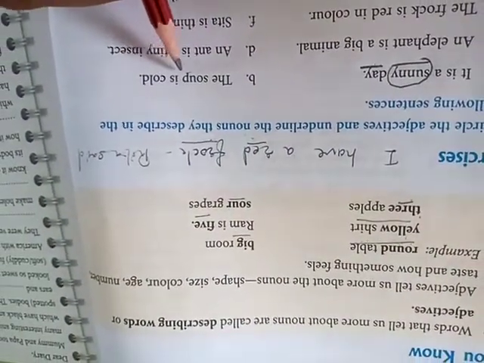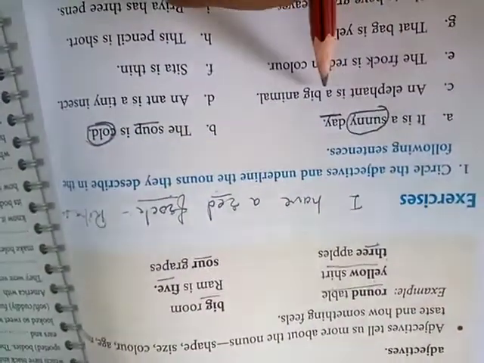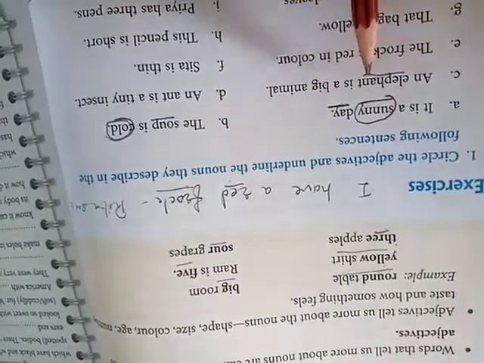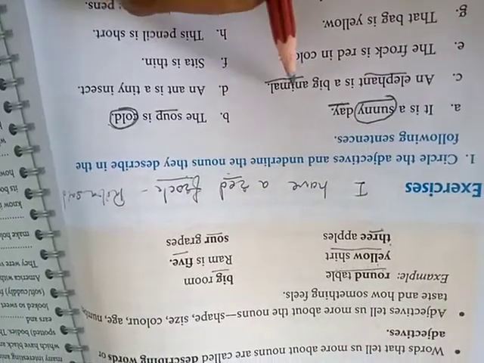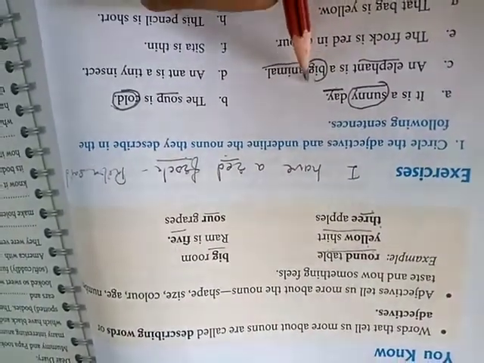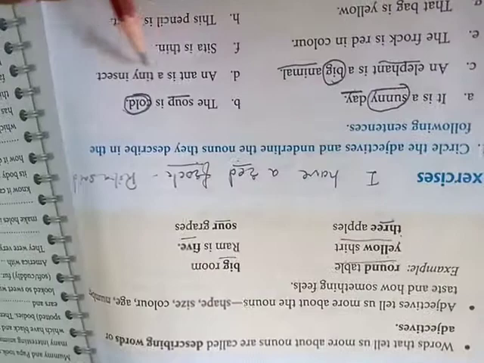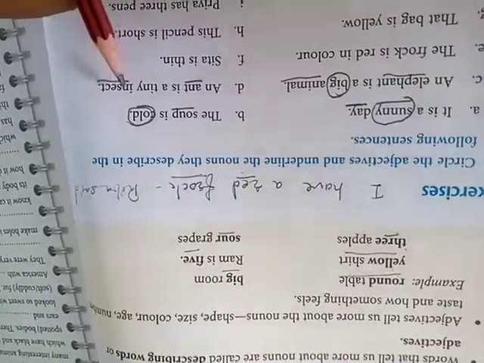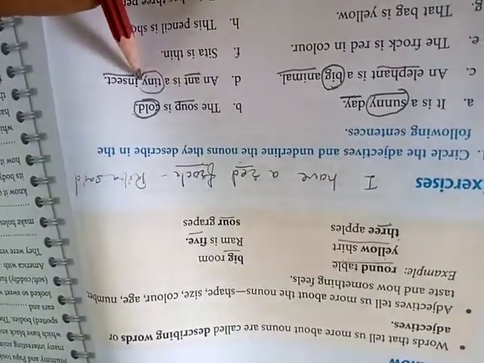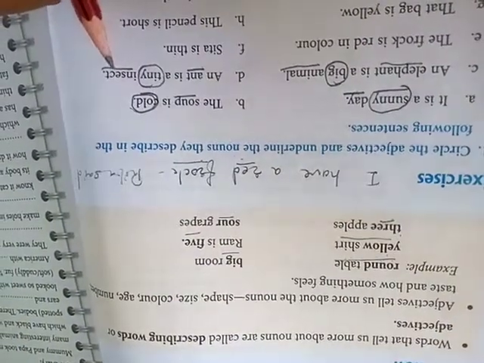B sentence. The soup is cold. Here soup is the noun and cold is the adjective. Next, an elephant is a big animal. Elephant is a noun. Animal is also a noun. But how is the elephant? Big. So big is the adjective. An ant is a tiny insect. Ant is a noun. Insect is also a noun. And tiny is the adjective. How is an ant? Tiny, small.